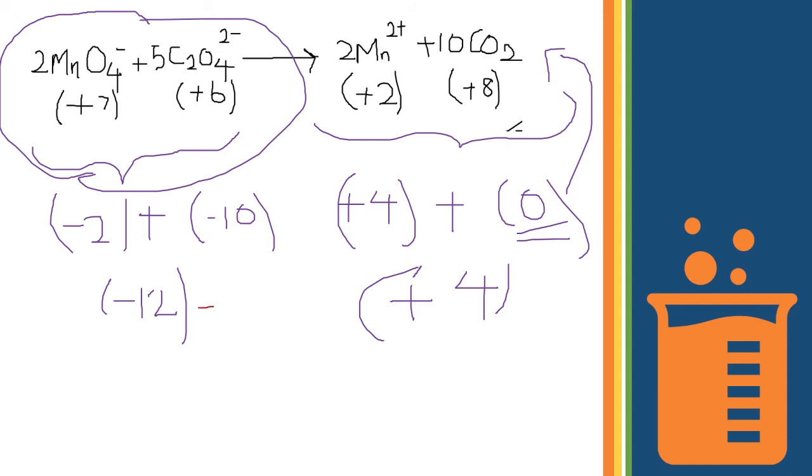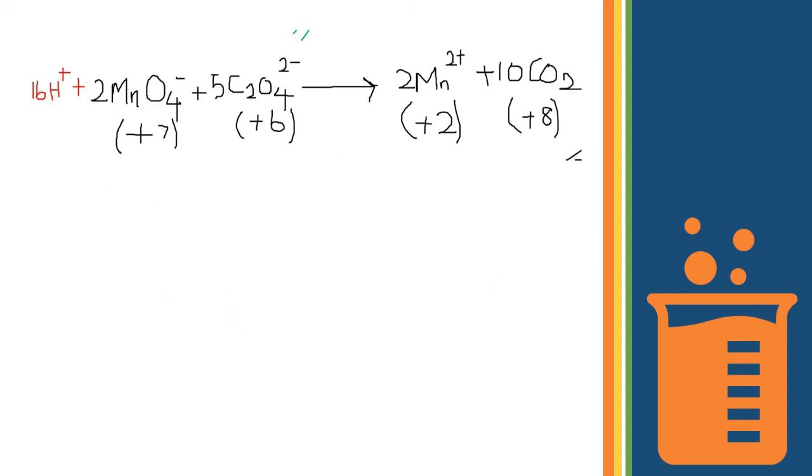Obviously, +16. Then the rest is simple. You have to add 16H+. Sorry if my handwriting is too small. You have to add 16H+ to the reactant side to equalize the charges. The next step would be the oxygen balancing step.